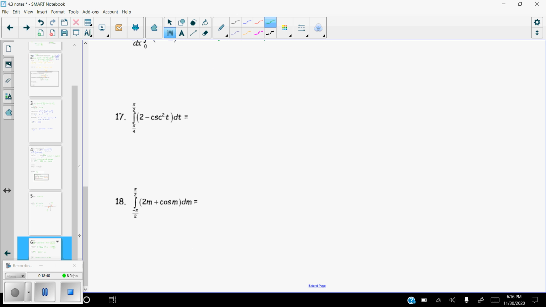Number 17, we are not taking a derivative of an integral. We're just taking an integral. So we need to use the antiderivative technique if we can do it. Well, the antiderivative of 2 is going to be 2t. Antiderivative of negative cosecant squared of t is going to be positive cotangent of t. Oops, cotangent of t, sorry. And we're going to evaluate that from pi fourths to pi halves. So we'll have to be good at our trig values here.